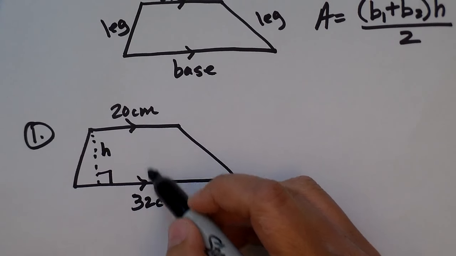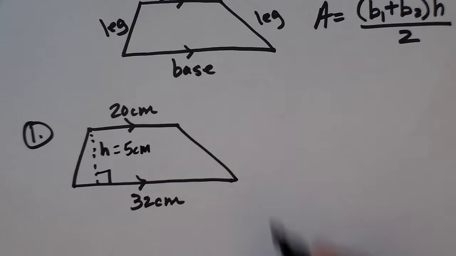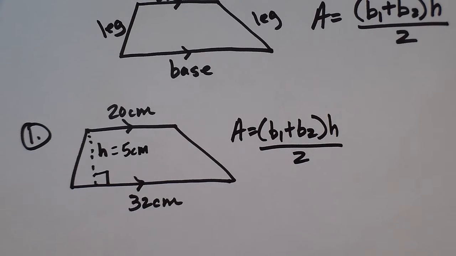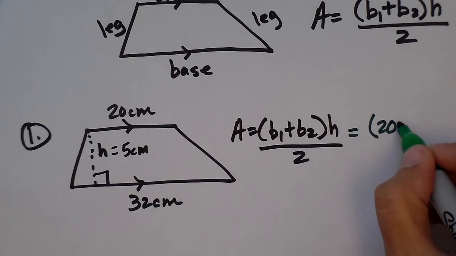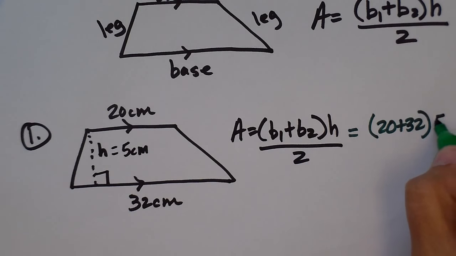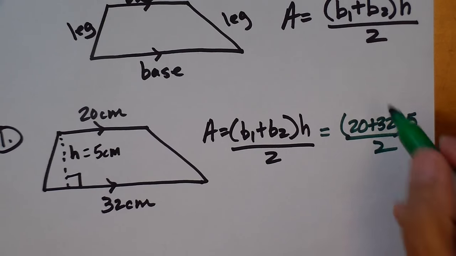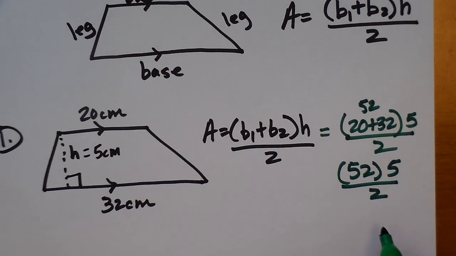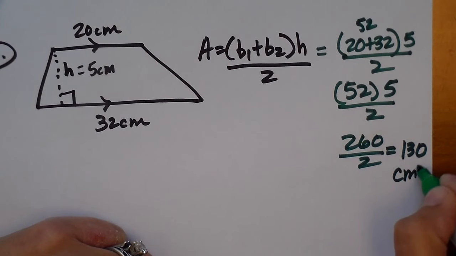So anyway, you have 20, 32, and that's the height. And I'm going to give you the height as 5 centimeters. So let's find the area of this trapezoid. Area equals base 1 plus base 2 times height divided by 2. So my two bases are 20 and 32, my height is 5, and then divided by 2. So 20 plus 32 is 52. So I have 52 times 5 divided by 2. So that's going to be 260 divided by 2, which is going to be 130, and that's centimeters squared.